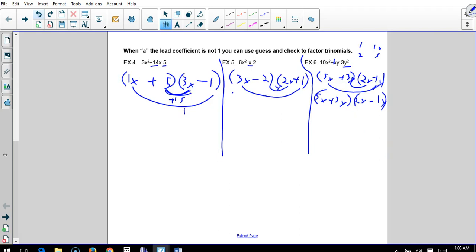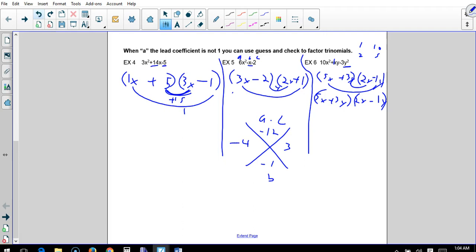Now remember, if you watch the video and learn this method, A times C, then B. So let's look at this one. A, B, C. Well, 6 times negative 2 is negative 12. And then negative 1 here. So I need two numbers that multiply to give me negative 12 and add up to 1. Well, that's going to be 4 and 3. And since I want negative 1, I make it negative 4 and 3.